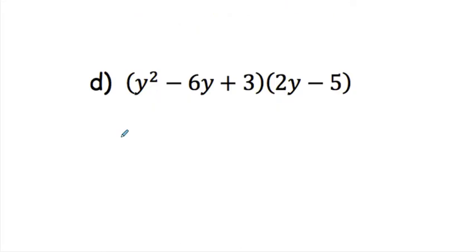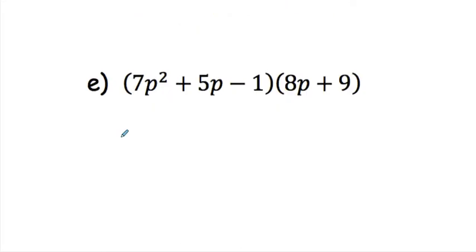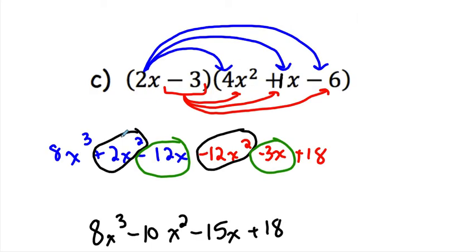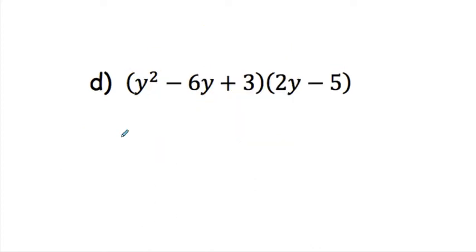Okay, D and E, I have these two that I will do with you. And the reason why is because they are switched. And what I mean by that is if you look at the other examples, A, B, and C, there was the 2 terms first and then the 3 terms. These have the 3 terms first and then the 2 terms. So I'm going to do these differently, okay?